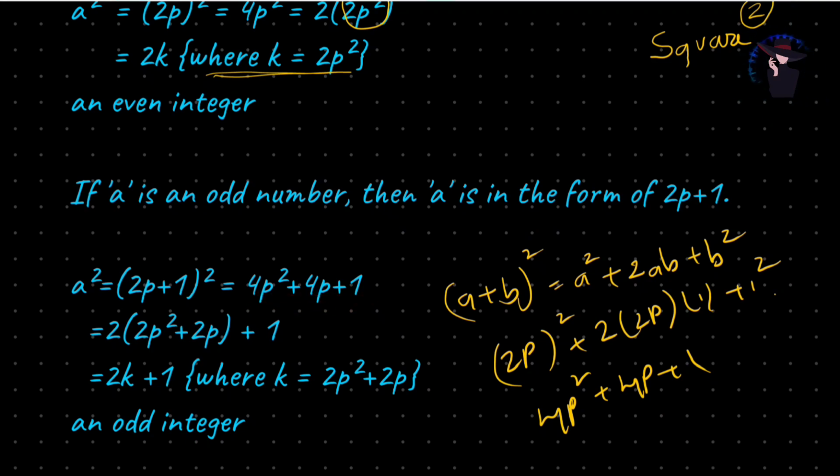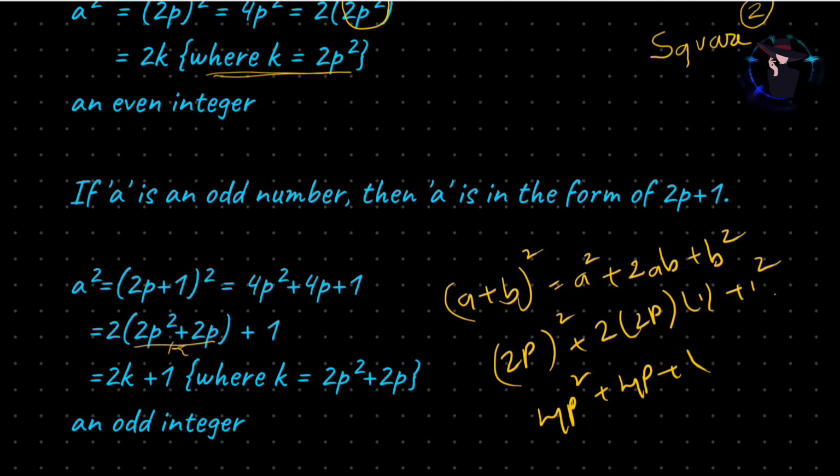Let's take 2 common from these two things, from 4p square and 4p. So what's remaining is 2p square plus 2p, then plus 1 as it is. Now, just as before how we considered 2p square as k, we'll consider 2p square plus 2p as k. Let's consider this whole value as k. So what could it be? 2k plus 1, where the value of k is equal to 2p square plus 2p.